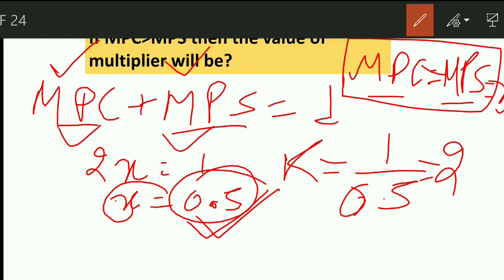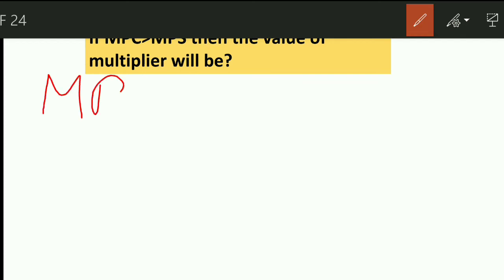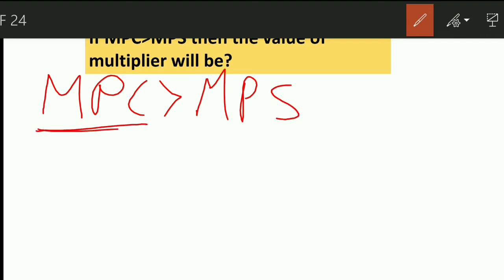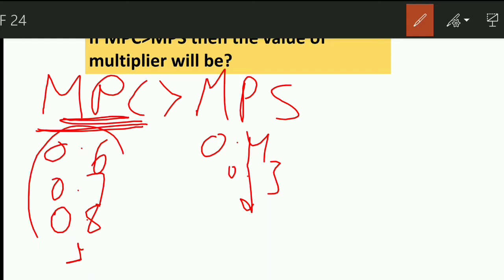But the question is asking us what will happen if the value of MPC is greater than the value of MPS. When they are equal, the value of both MPC and MPS is 0.5. And in the situation that the question is asking, when MPC is greater than MPS, it means that the value of MPC will be greater than 0.5, which was when both were equal. So its value can be 0.6, 0.7, 0.8 and so on till 1. And the value of MPS will be less than the value of MPC. It can be 0.4, 0.3 and so on.